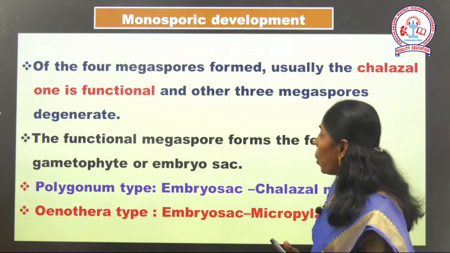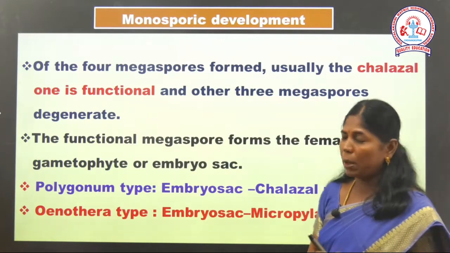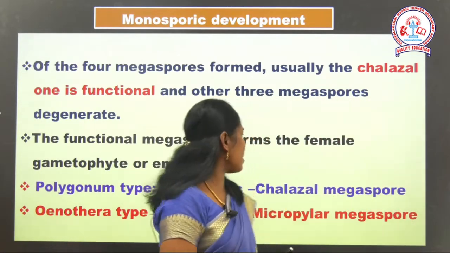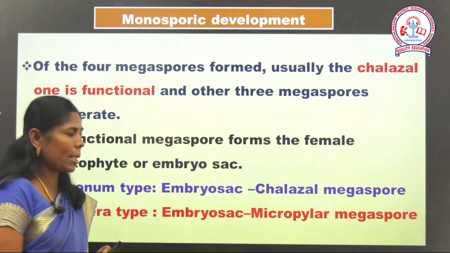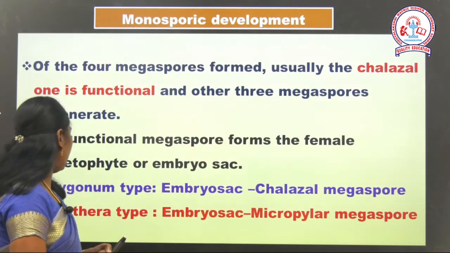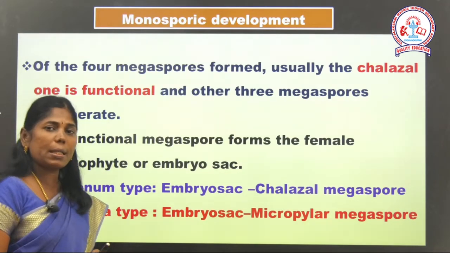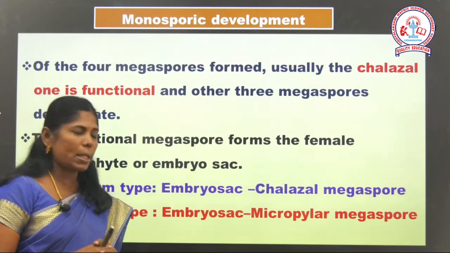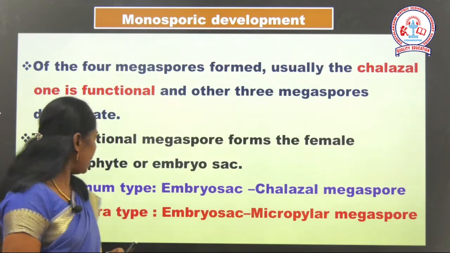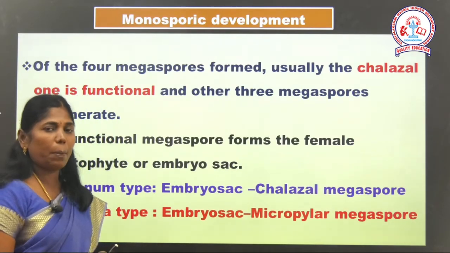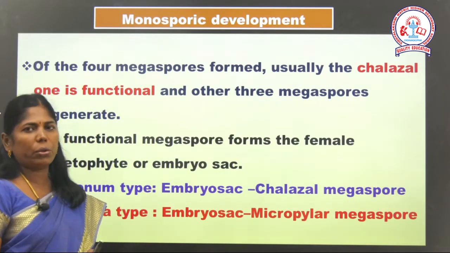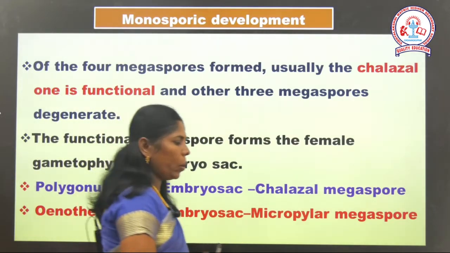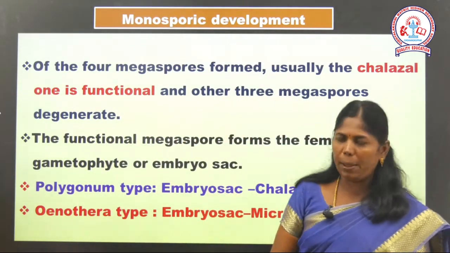So what is the Polygonum type and the Oenothera type? Polygonum type means the embryo sac is developed from the chalazal megaspore, the megaspore towards the chalazal end. Oenothera type means the embryo sac is developed from the micropylar megaspore, the megaspore situated towards the micropylar end. So one is the Polygonum type, another one is the Oenothera type. Now we have to see the Polygonum type in the monosporic development.